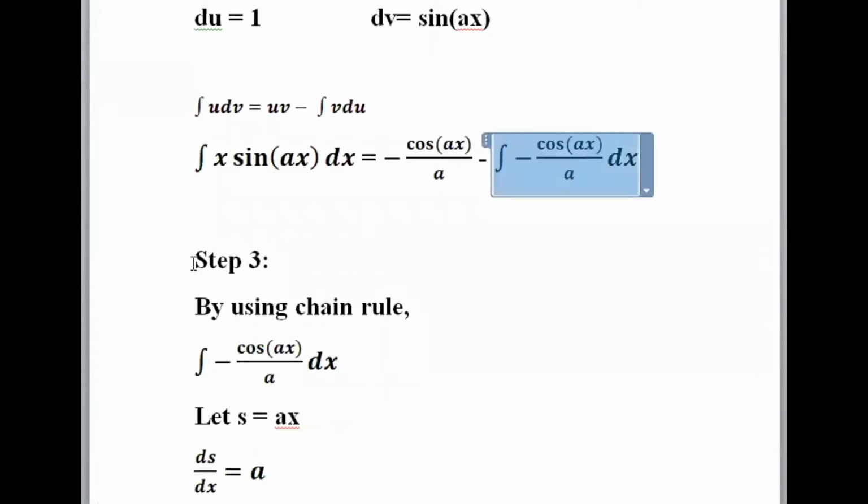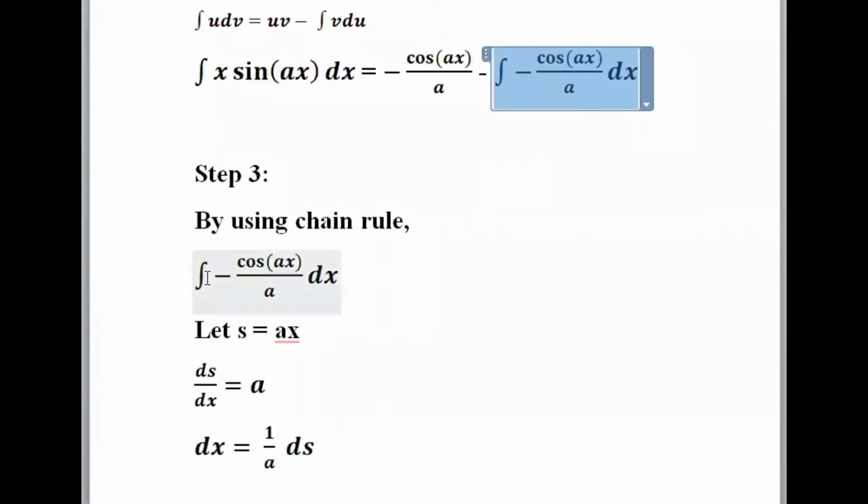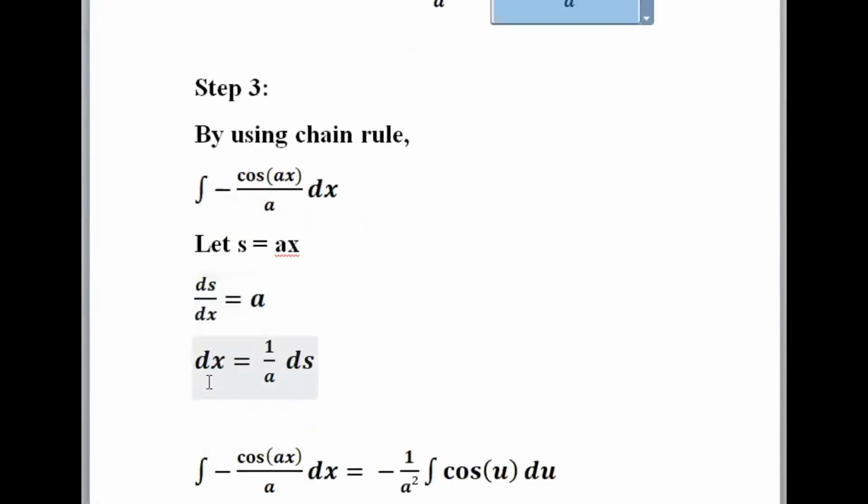So for step 3, by using chain rule, we can solve this one. Let s equal to ax, ds equal to a. So dx equal to 1 over a ds.